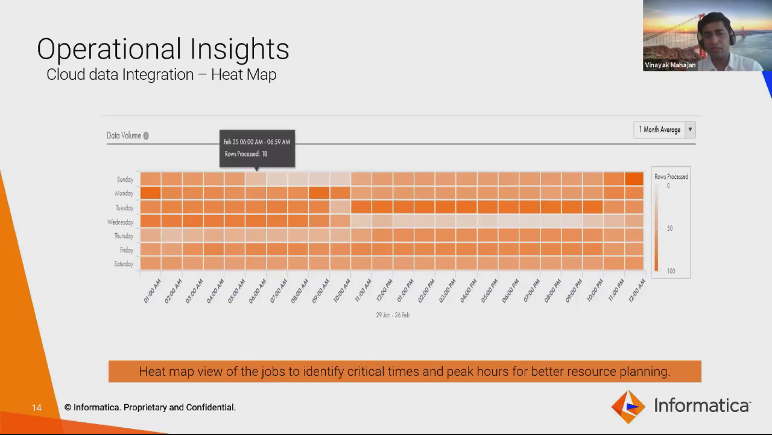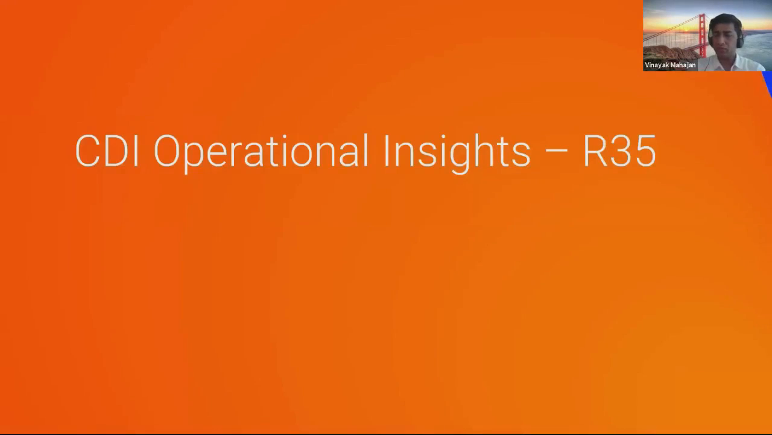Now, this is again a quick look at understanding which is your peak hour, and which is your time frame where not many jobs are running. You can average them out and find a couple of patterns so that you can schedule your jobs and resources accordingly, right? We talked about CDI operational insight. Now I will take you through the R35 features that we have done. So let's go through that.